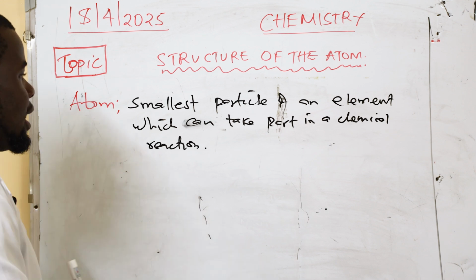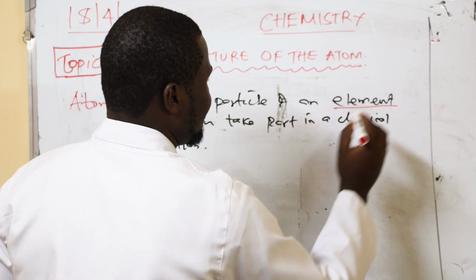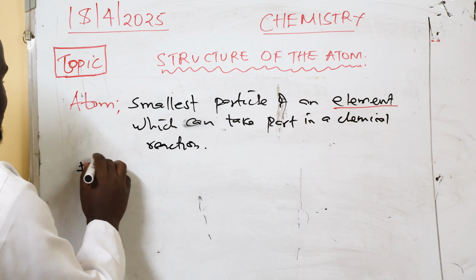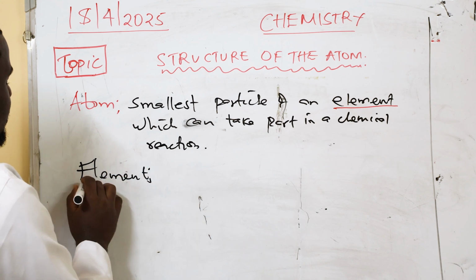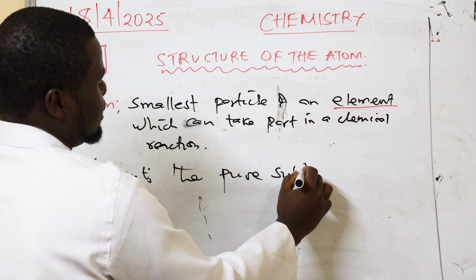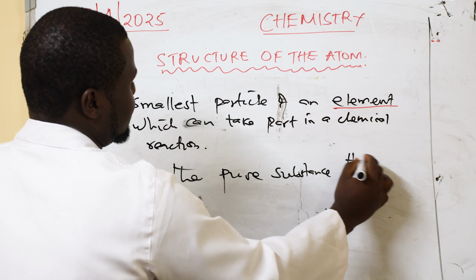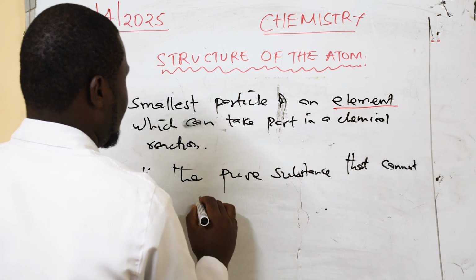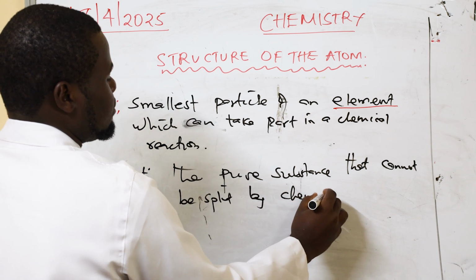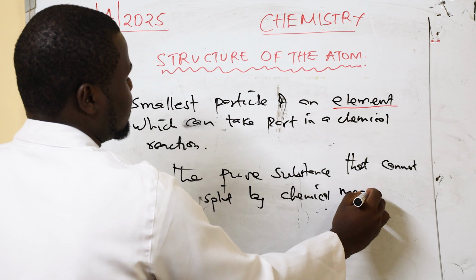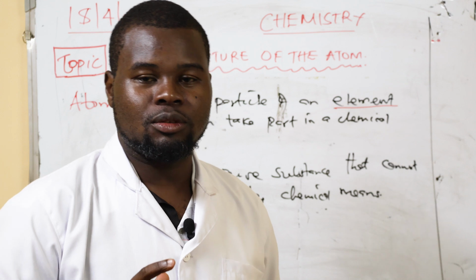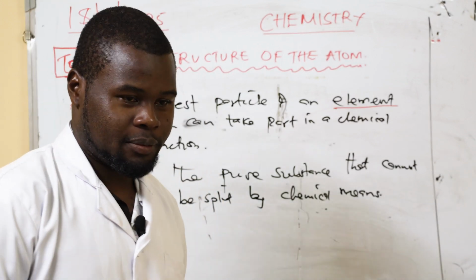Something comes in here. What is an element then? You need to ask yourself, what is an element? An element is defined as a pure substance that cannot be split by chemical means. Any substance that cannot be split by chemical means is referred to as an element.